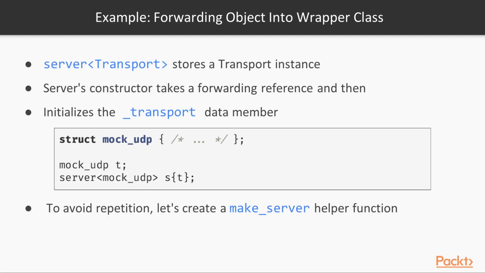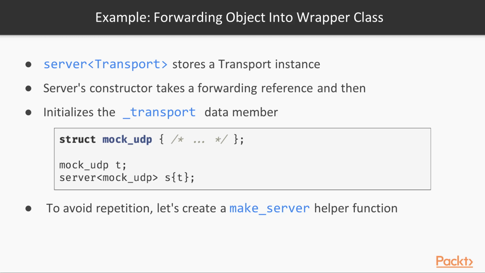which will initialize the transport data member by forwarding the passed value to the transport. So server stores a transport instance, and the server's constructor takes a forwarding reference and then initializes the underscore transport data member. Now imagine that you want to use this server with some mock UDP transport layer, maybe for testing purposes. So you can create a struct called MockUDP that satisfies the transport interface, instantiate it, then create a server templatized on MockUDP, and pass the instance of your transport to the server.